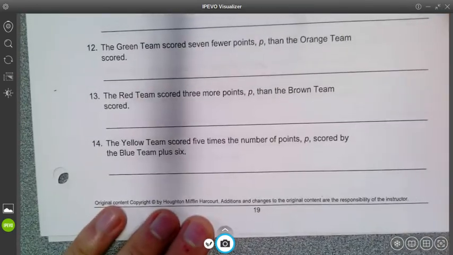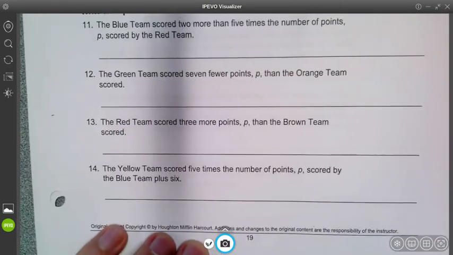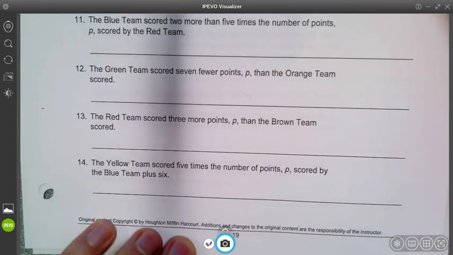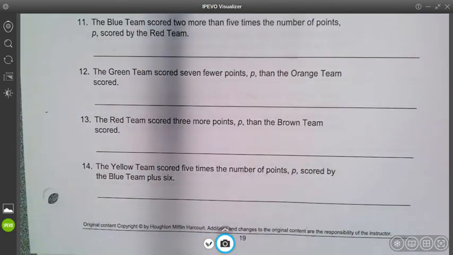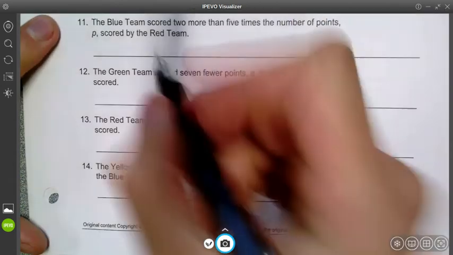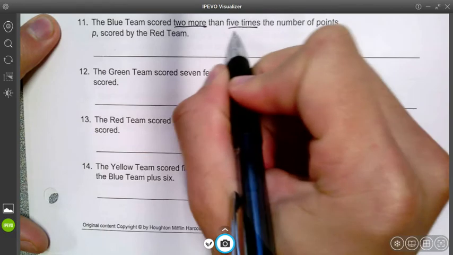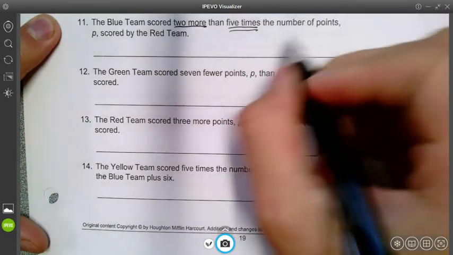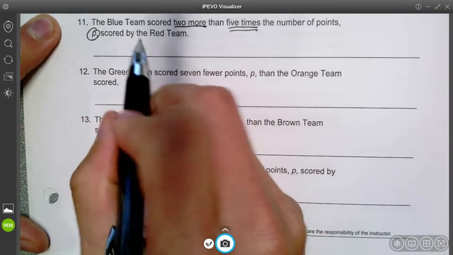Now, why are these things important? Well, they're important because they help us identify information, and sometimes the information is given to us in word problems. Okay? Let's say that I'm trying to write an expression so I can figure out how many points are being scored here. So let's take a look at number 11 and 13. The blue team scored 2 more than 5 times the number of points P scored by the red team.